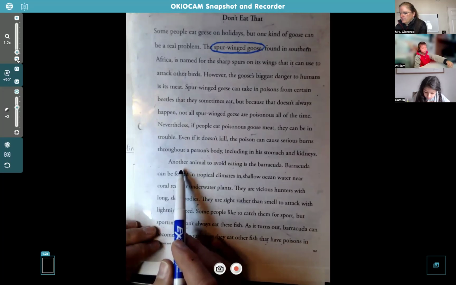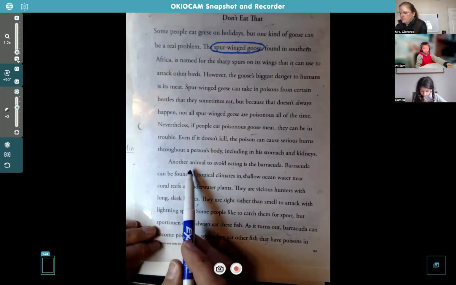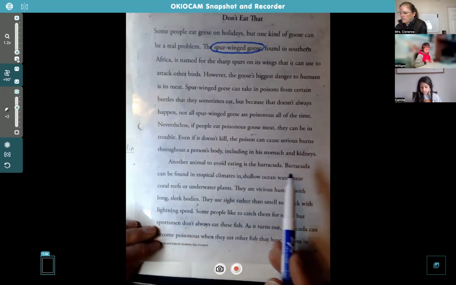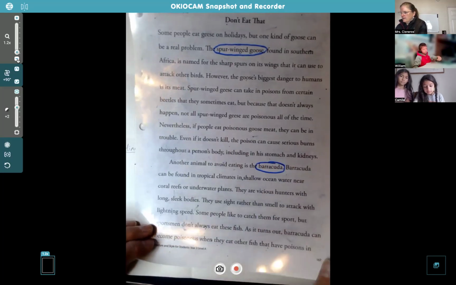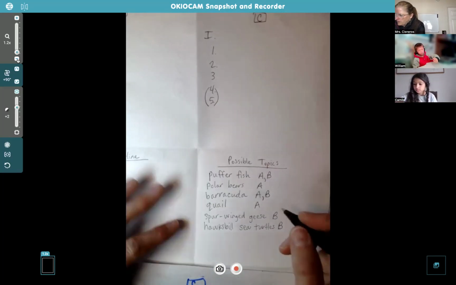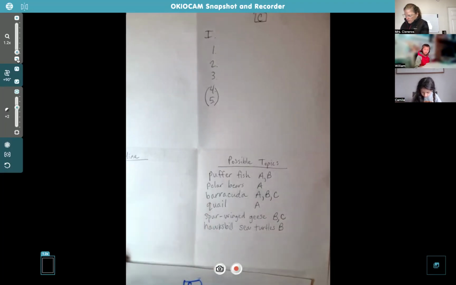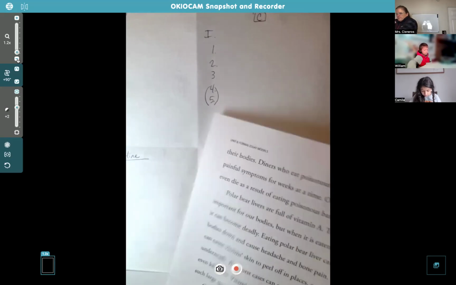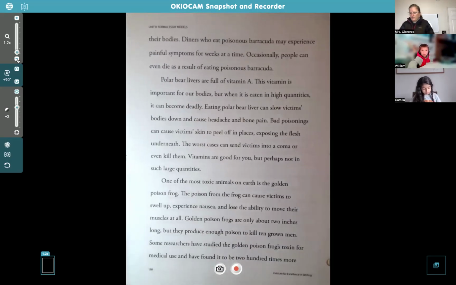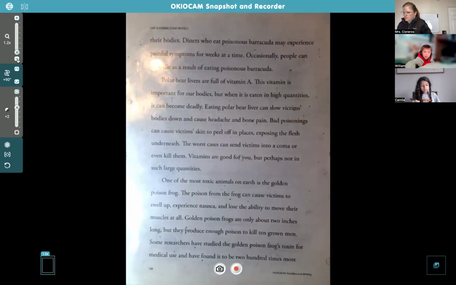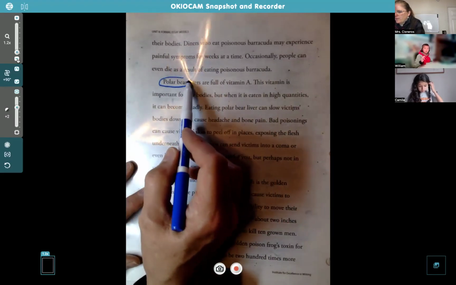Next paragraph, first sentence. Camila. Another animal to avoid eating is the barracuda. Good. Barracuda. So we've got C now. Put that by spur-winged geese and then by barracuda. Okay. Back to William. Next paragraph. Polar bears. Polar bears' livers are full of vitamin A. Okay, good. Obviously, that one's about polar bears.